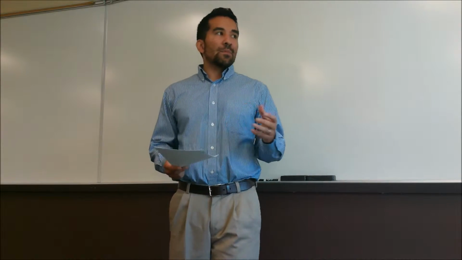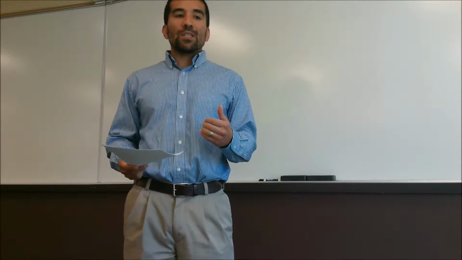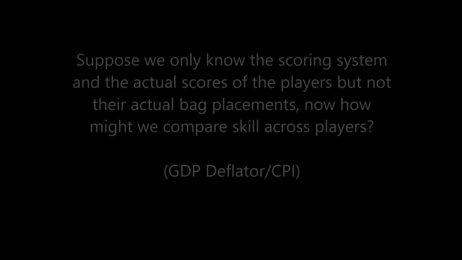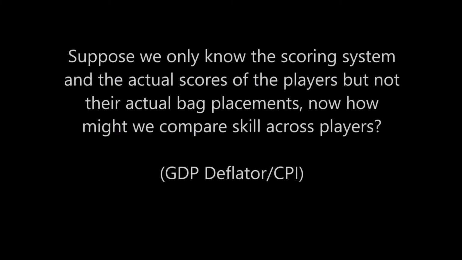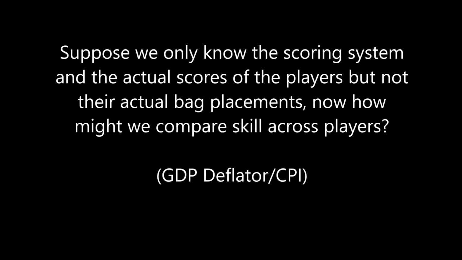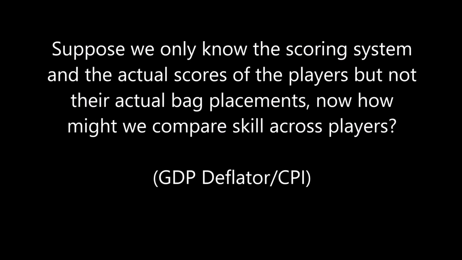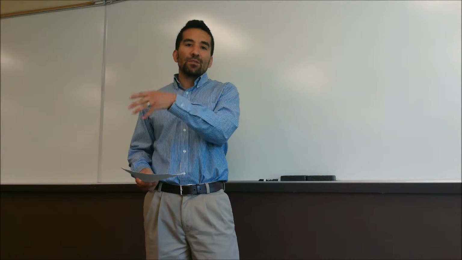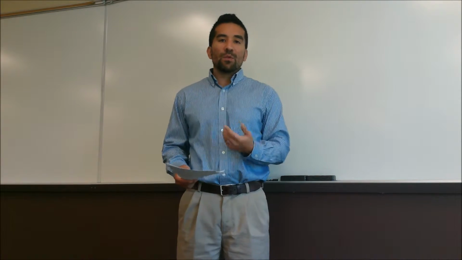And it's not long before a student realizes that to compare the scores honestly, we need to use the same scoring system. We need to hold prices fixed. So then I say, suppose we only know the scoring system and the actual scores of the players, but not their actual bag placements. Now how might we compare skill across players? We can't actually convert every single individual price back into the price that it was originally.